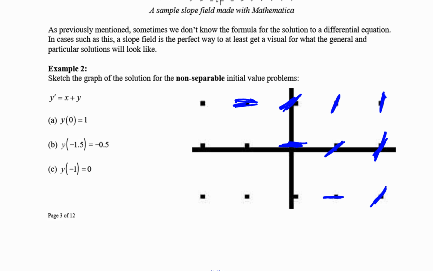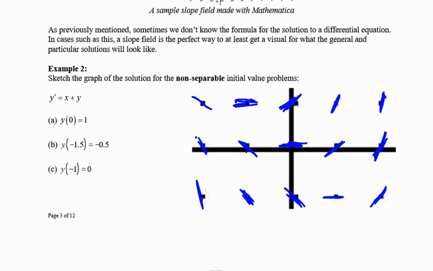Over here, x is -1, y is 0, so we have a -1 slope. If we go to this one, -2 and 1 make -1, so this would be -1. Then it gets a little bit steeper, and even more steep. All right, so we have the slopes.